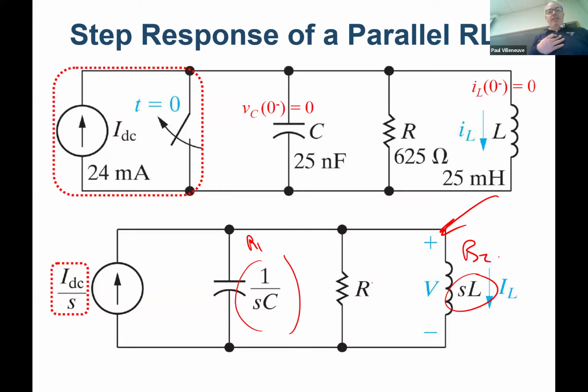So you will notice I took this DC value and I used my Laplace properties table, which says that an input, which this is an input, right? It's a DC input to the source for the system. Whenever you have a DC input, you divide by S. It's just a unit step essentially. So IDC or 24 milliamps over S. And then my capacitor with no initial conditions just becomes 1 over SC. My resistor is my resistor. And my inductor just becomes SL. So I can do whatever circuit analysis technique I want to solve for IL.